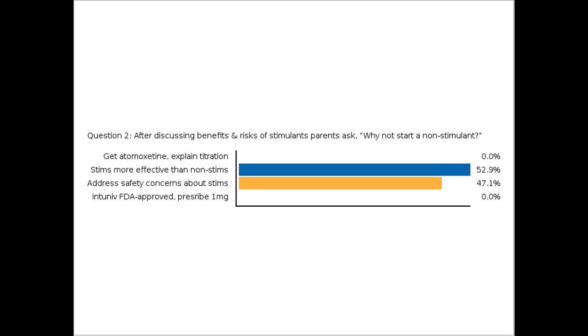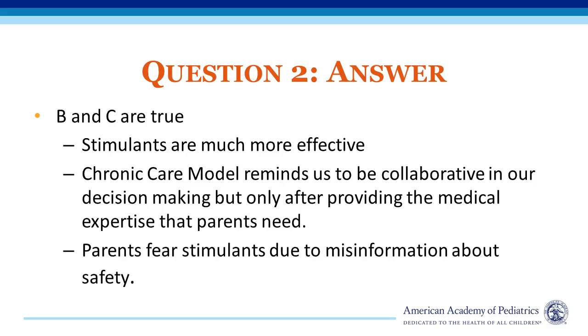Okay, great. A couple more. All right. So this is great work on your part, and we would say probably that both B and C, the ones that you all answered, are true. So y'all did a great job. Stimulants are much more effective, as we mentioned earlier, but then the chronic care model reminds us to be collaborative in our decision making and going back around and asking what were the concerns about stimulants in the first place.